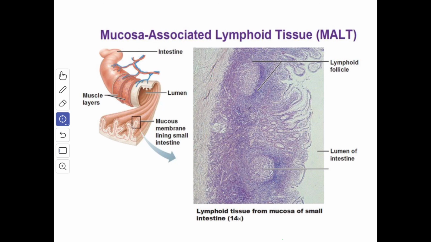The mucosa associated lymphoid tissue in the alimentary system is also called the gut associated lymphoid tissue, that is GALT, G-A-L-T. In the alimentary system, the examples of aggregations of lymphoid tissue are the tonsil, Peyer's patches and lymphoid nodules in the vermiform appendix.